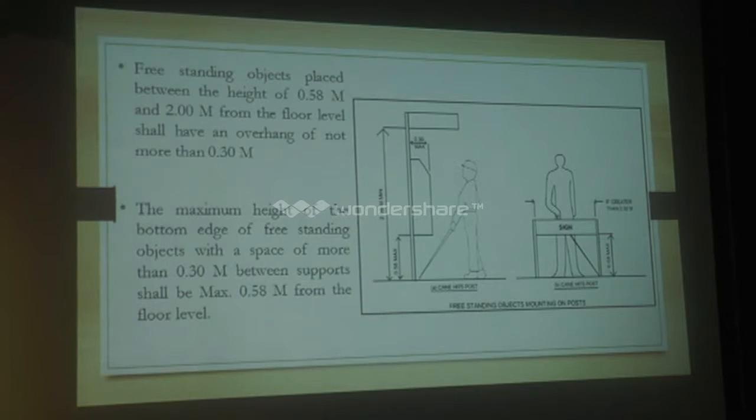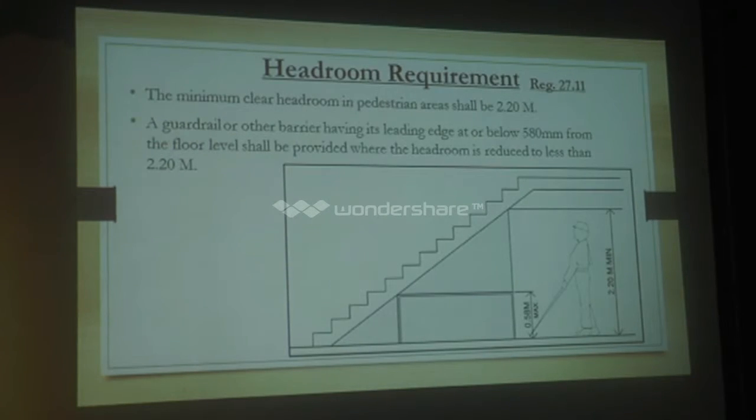The maximum height for the bottom edge of freestanding objects with a space of more than 0.30 meter between supports shall be maximum 0.58 from the floor level. So for this standing post, the maximum permissible height is 0.58. The headroom requirement: the minimum clear headroom in a pedestrian area shall be 2.2 meter, and wherever it is reduced, you should have a barrier of 0.58 meter.